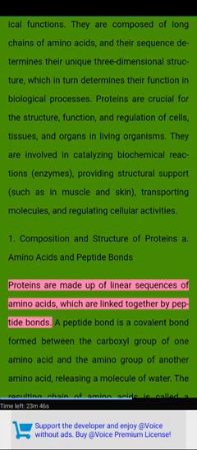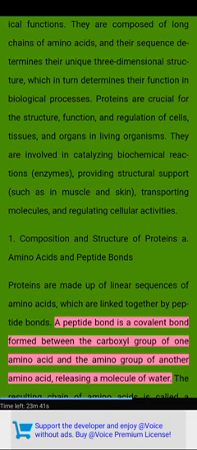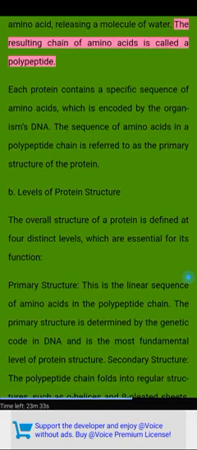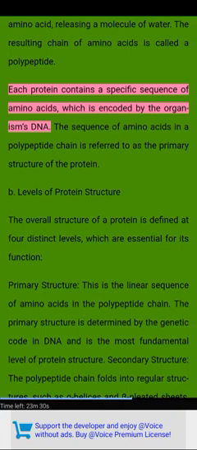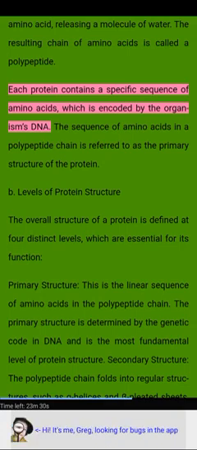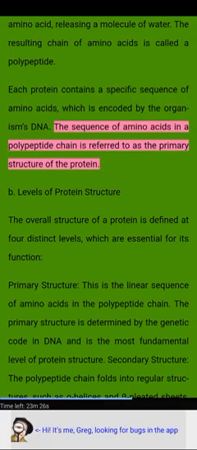Proteins are made up of linear sequences of amino acids, which are linked together by peptide bonds. A peptide bond is a covalent bond formed between the carboxyl group of one amino acid and the amino group of another amino acid, releasing a molecule of water. The resulting chain of amino acids is called a polypeptide. Each protein contains a specific sequence of amino acids, which is encoded by the organism's DNA. The sequence of amino acids in a polypeptide chain is referred to as the primary structure of the protein.